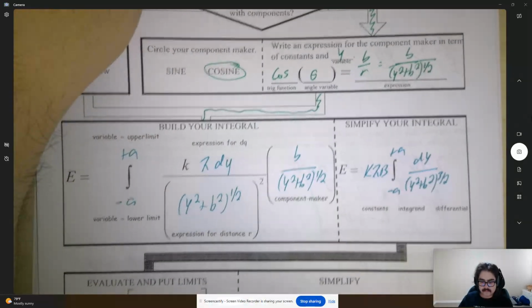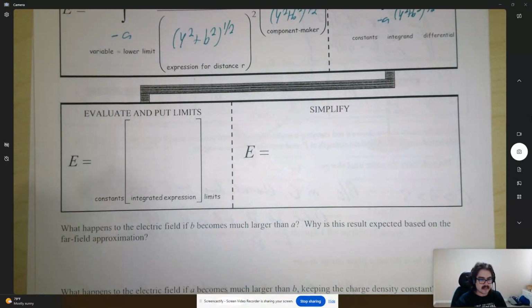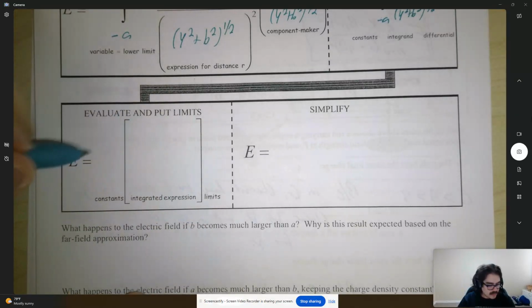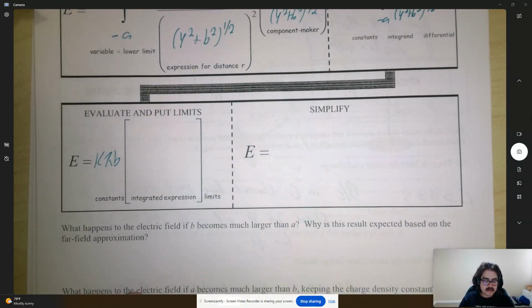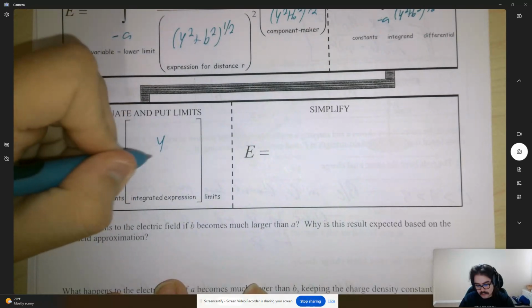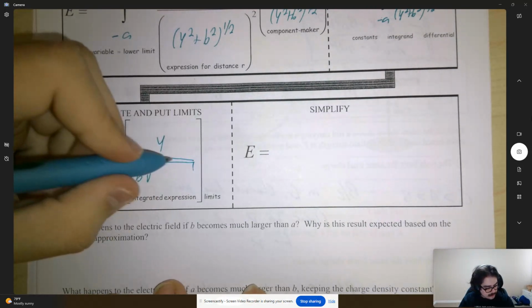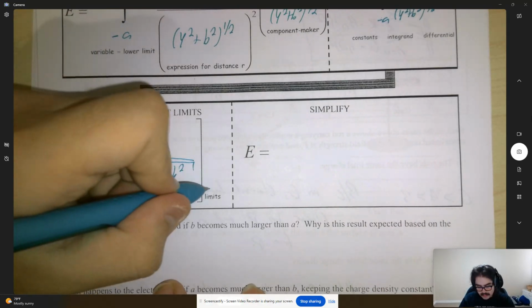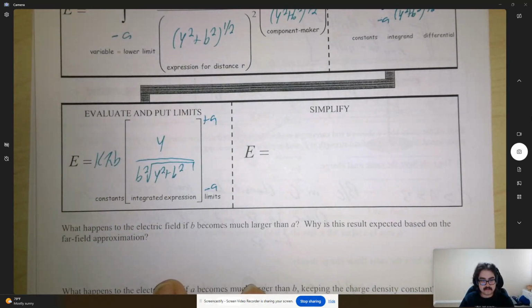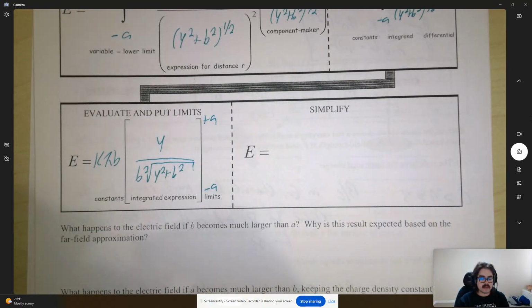Now this is where you plug it into the CAS tool. And when I did that, you're going to have to trust me that I did that, because I'm not going to show it to you here. When you plug it into the CAS, you're going to get k lambda b times your integrated expression, which ends up being y over b squared root y squared plus b squared, and I'm applying my limits negative a to positive a. And again, I'd use the CAS tool.